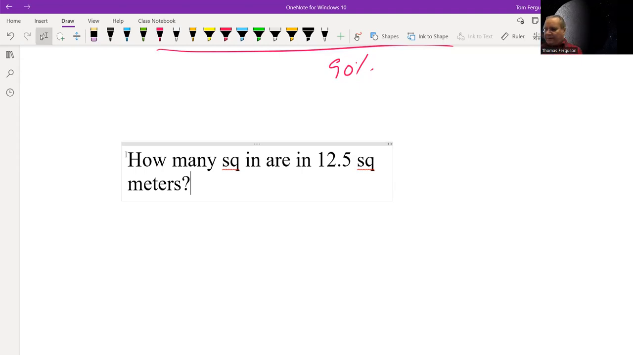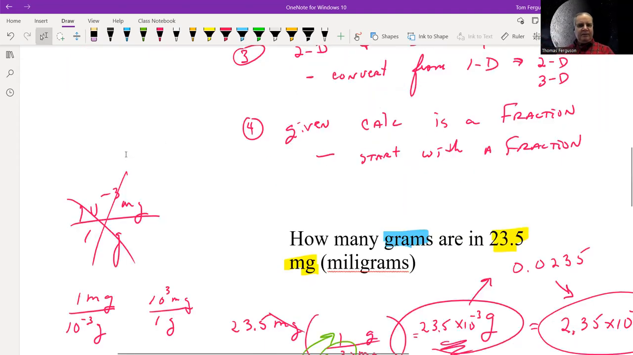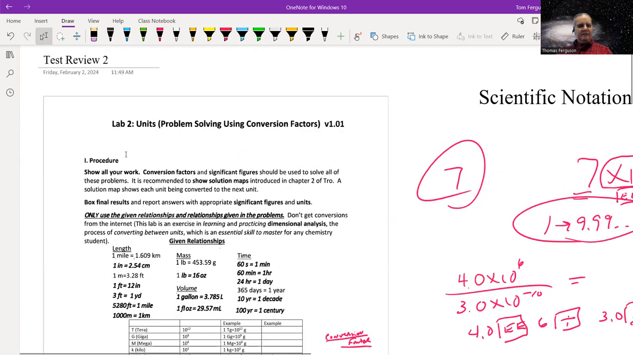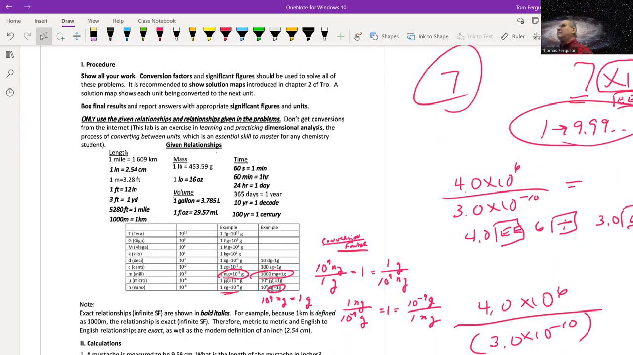So, square inches and square meters. Let's look on our table. And there are none. So, we have to make them. And we're using the linear measurements to make the square measurements. Or if I said cubic, we'd be using the linear ones to make the cubic ones.